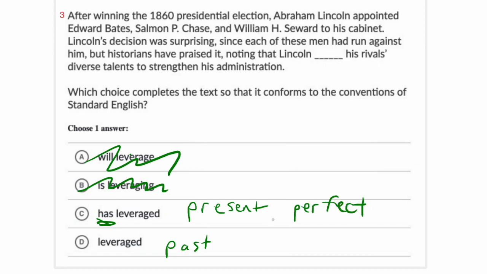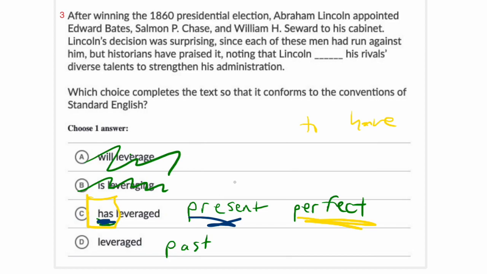Perfect because it has a form of the verb to have as the auxiliary verb, and present because that form is the present, right? So had leveraged would be the past perfect, will have leveraged would be the future perfect, but this is the present perfect.